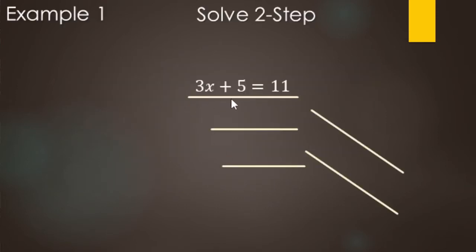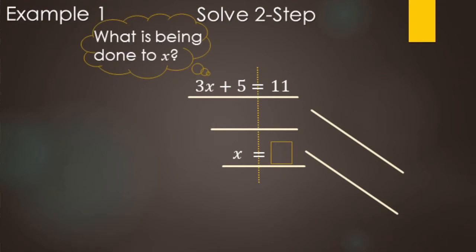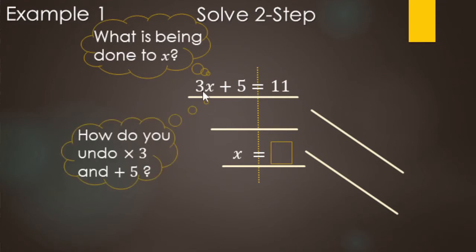Now we have 3x plus 5 equals 11. Now when we solve this, we have x on the left, so if we're showing our work, we're also going to have x equals and then the value right there on our page. So we need to look on the left side of the equal sign, and we're going to ask ourselves what's being done to x. Well, in this case here, it's being multiplied by 3 and added by 5. So how do we undo multiply by 3 and add 5? Well, we're going to subtract 5 and divide by 3.